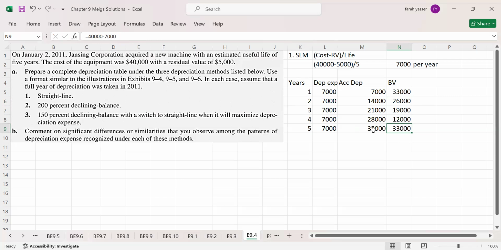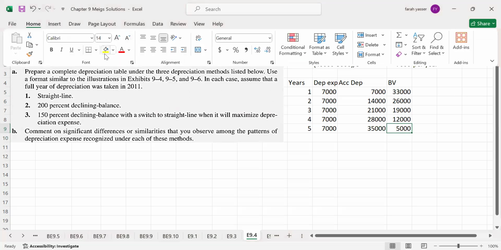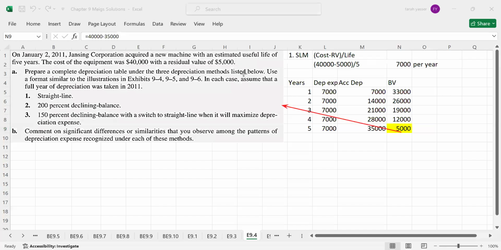But we have accumulated depreciation of 35,000, so we can see this 5,000 is remaining. What is this 5,000? This 5,000 represents your residual value. The definition of residual value is the amount or value after the end of the useful life. So this should be the remaining book value after the end of the useful life. So this was the straight line method, the first method.